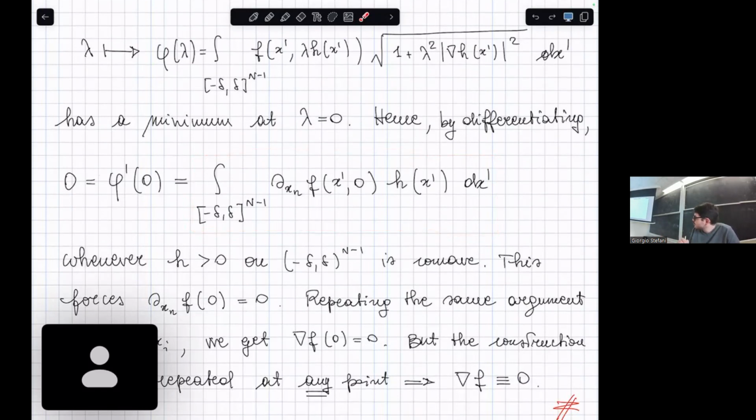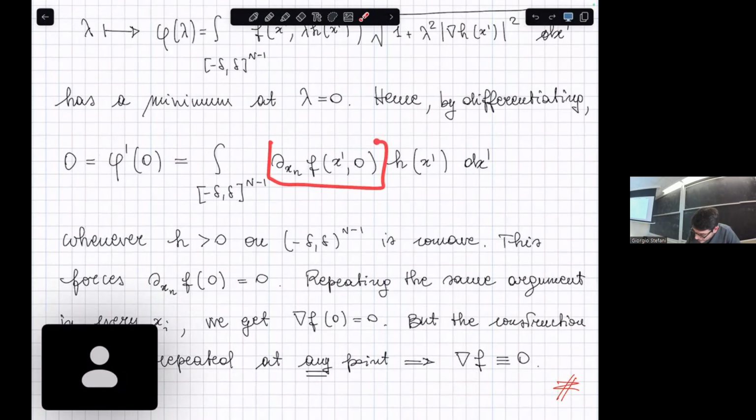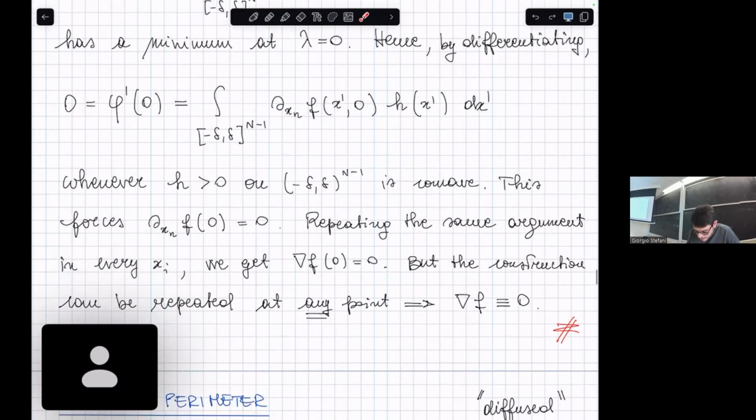Now, assume that you divide by the volume, the n-1 dimensional volume of this cube, of this domain, and pass to the limit as delta goes to 0. Then what you get is this derivative here, everything is very small, so f is at least C1. This derivative here is computed as 0 times h in 0. But in our framework, h was strictly positive in the interior. So this means that the derivative of f with respect to direction xn is 0 in 0.